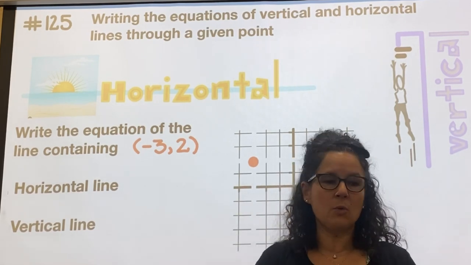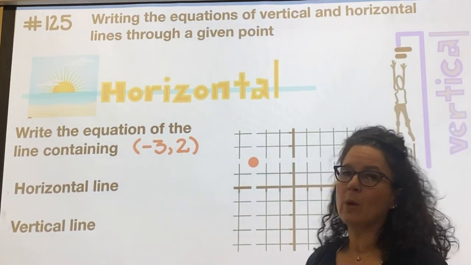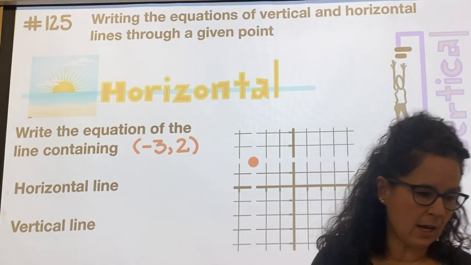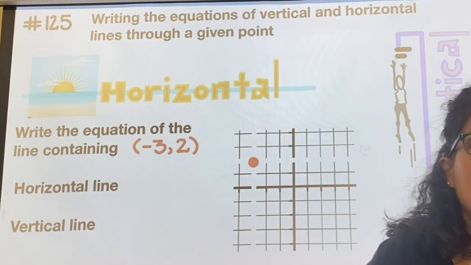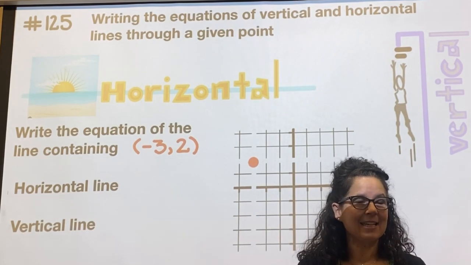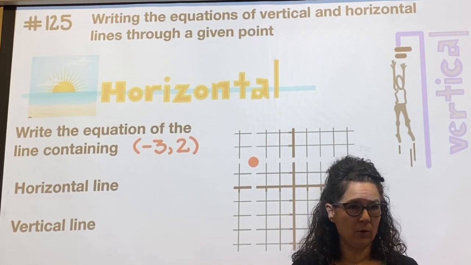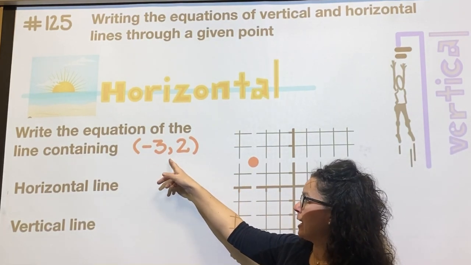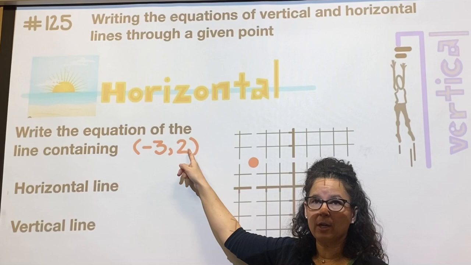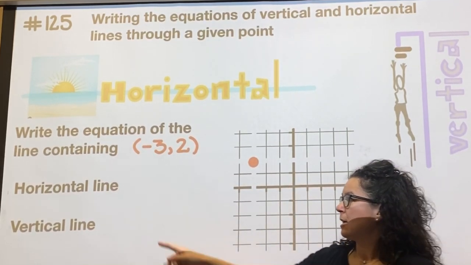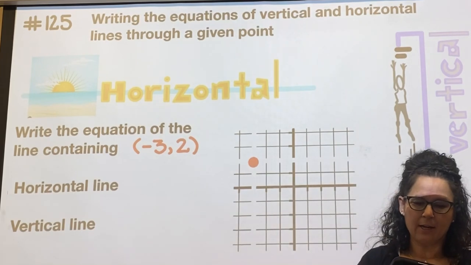Then after that, if you want to graph, if you want to write the equation of a line for a horizontal line or a vertical line, the shortcut is just remembering which axis is the line slicing through. So this one says I want to write the equation of a line that goes through -3, 2. So I've plotted that point, back 3 up 2, and you want to have a horizontal line.